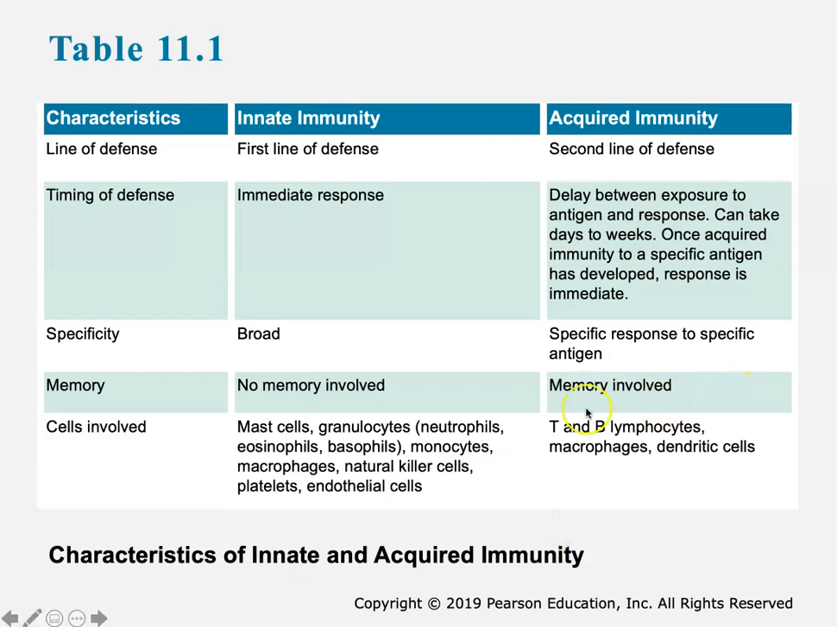So the big thing here, if you look at differences between acquired and innate, is that T cells and B cells are going to be involved in acquired immunity. They are not involved in innate immunity, okay?